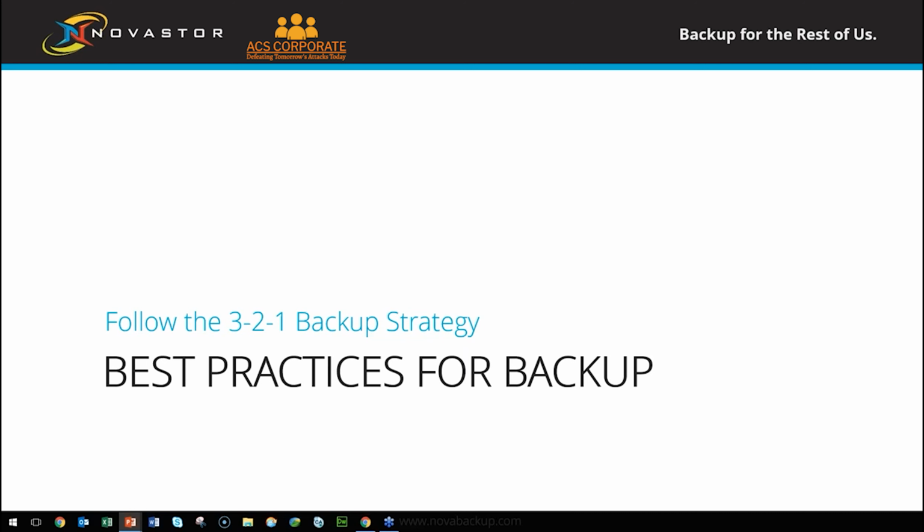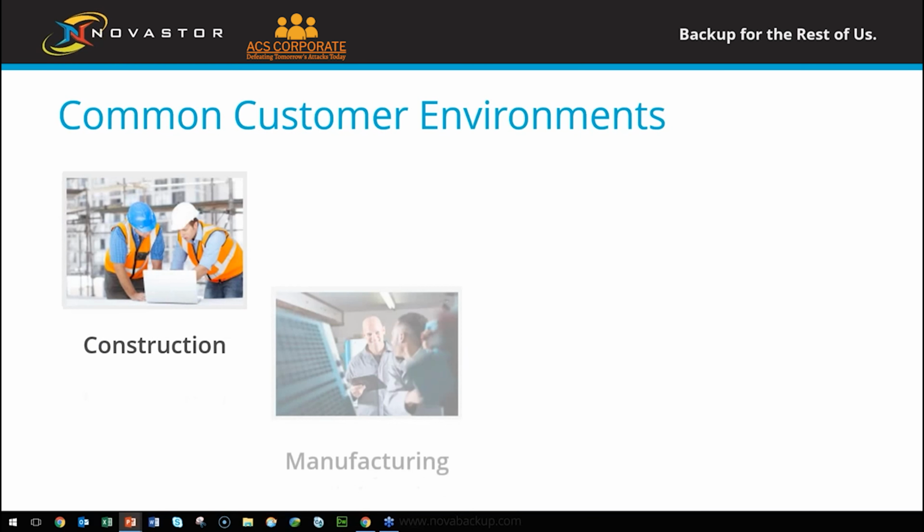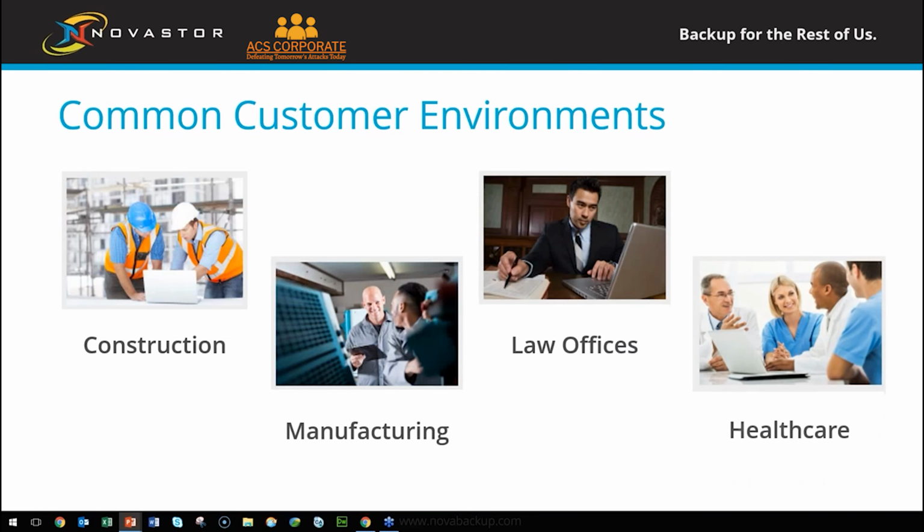That's one of the industry standards called 3-2-1 backup strategy. To go a little bit deeper into it, we have a lot of common environments, anywhere from construction, manufacturing, law offices, healthcare. All those people have critical data that if something happens and if they're down for even a few hours, that can create a loss of revenue. And bad things happen, so the best way is to strategize your backup and be prepared for the worst case scenarios.